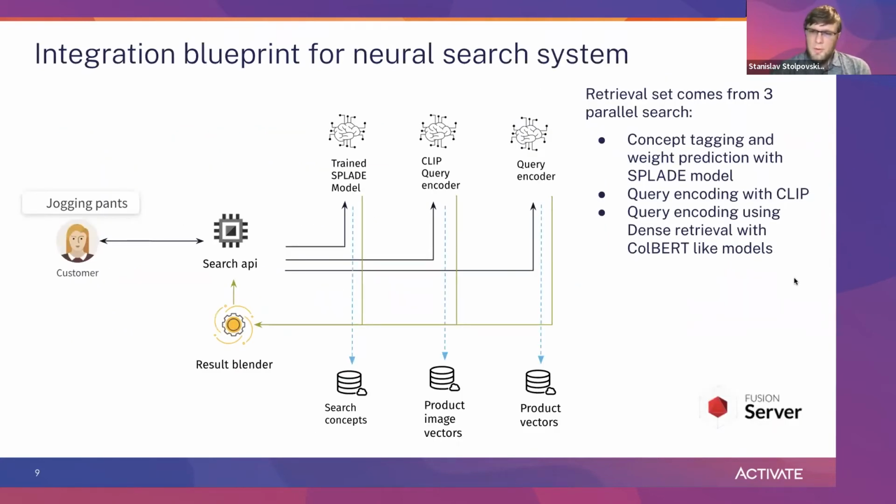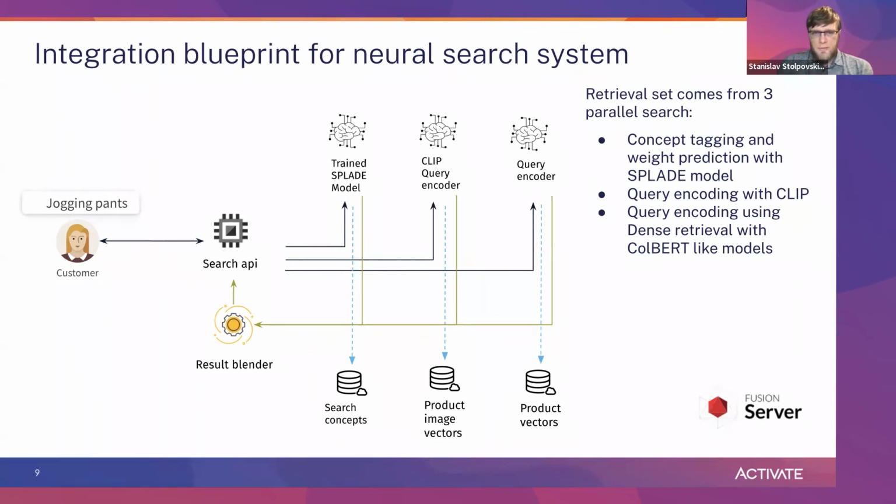So let's talk about how we can use all these models together in a single neural search application. We have a search request coming from the customer and sent to our search API. And our search API fires 3 parallel calls to our models, each model using its own index to produce results. In the case of SPLADE, we're using the Solr Concept Index, and we apply the model on top of the results that we're getting from this concept index. In the case of CLIP and dense retrieval, Colbert-like models, we need to encode the query first and then do matching with the existing product index.